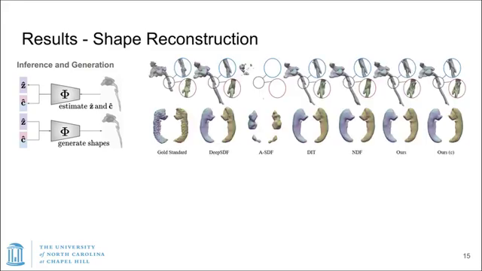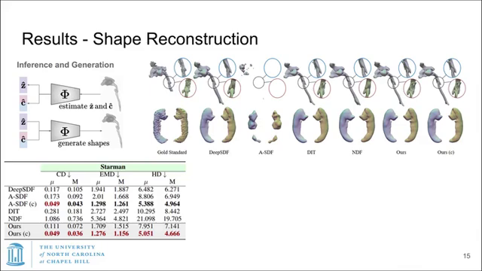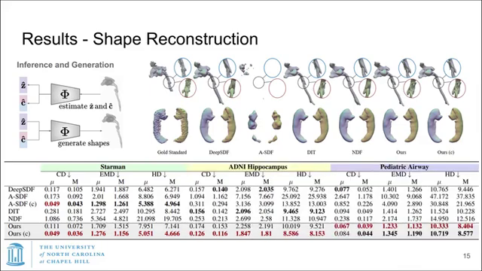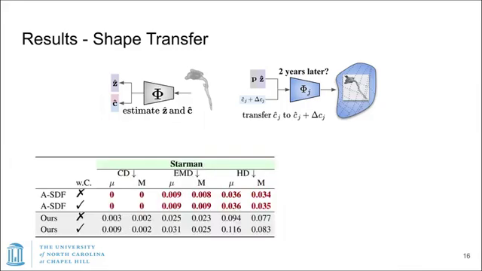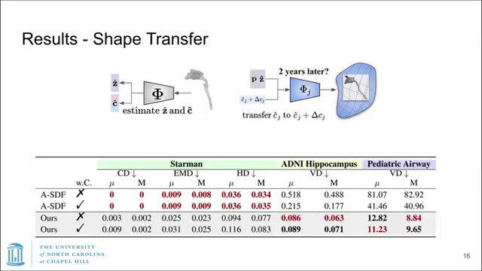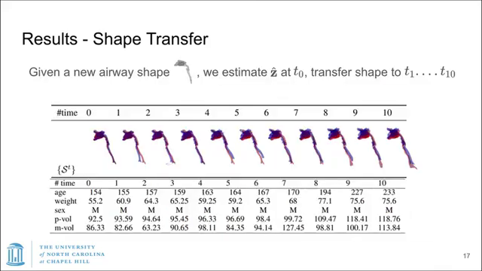Compared with other shape representation methods, NICER can produce realistic, complete, and accurate reconstructions on the Starman, hippocampus, and airway datasets. Only ASDF and NICER can deal with covariates. ASDF performs better for Starman, but NICER works better for realistic datasets. This is because the neuroadditive network design can naturally prevent overfitting.